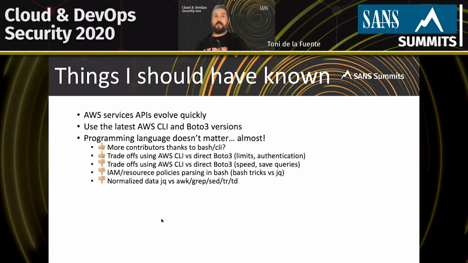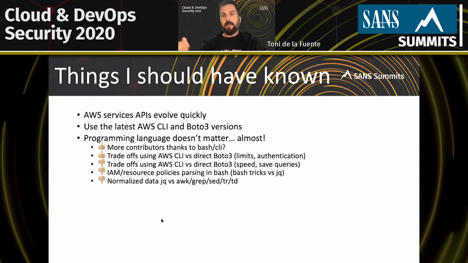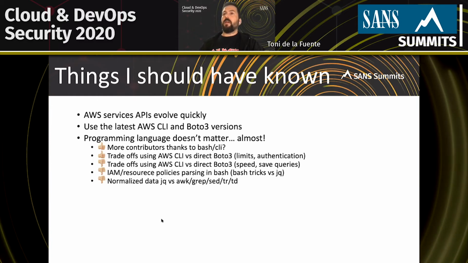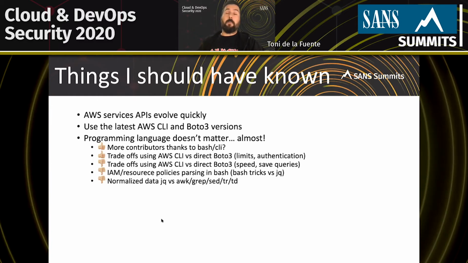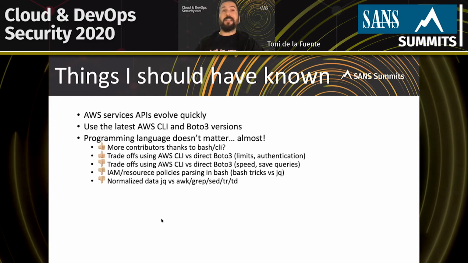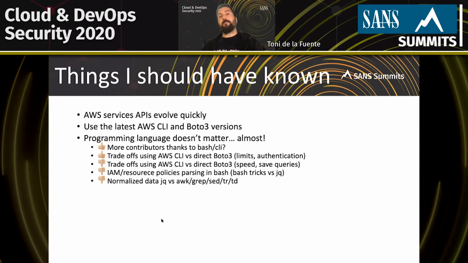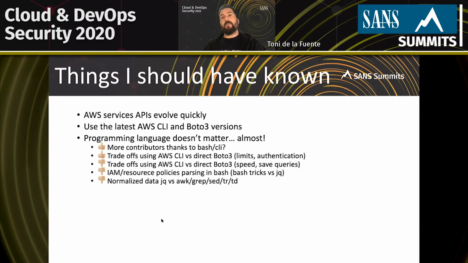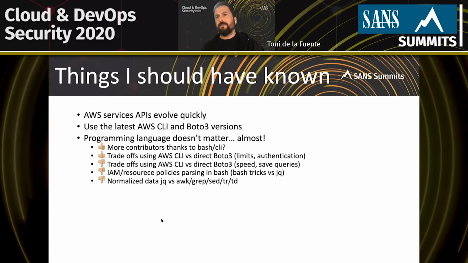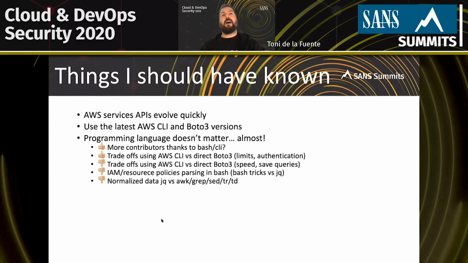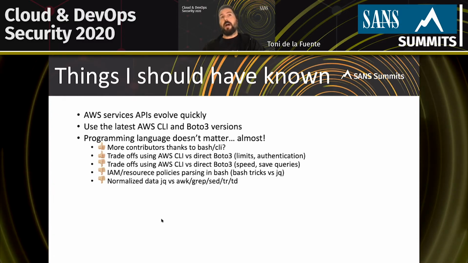And that without having to query the API, download the API, etc. Then something that I should have known, of course, is that parsing IAM policies and resource policies is tough in Bash. So you have to do a lot of different Bash tricks, and with Python or JQ it would have been easier.